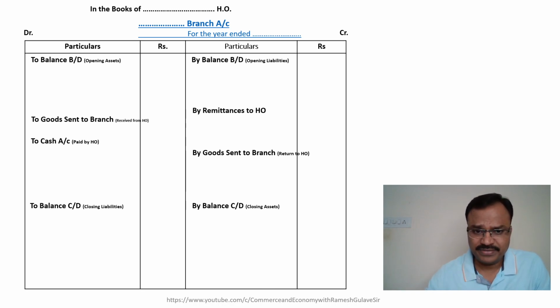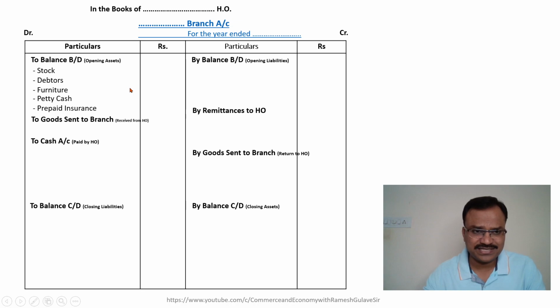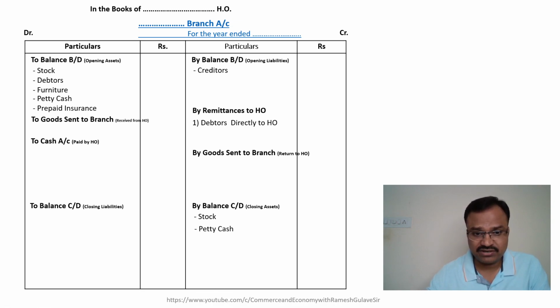So now make sure that you have learned or memorized these points which are recorded in the branch account debits and credit. Under this point, like in opening assets, which include stock, debtors, petty cash, prepaid expenses, etc. In liabilities, creditors can be there, then outstanding expenses like this. In remittances, cash paid by debtors directly to the head office is recorded here.